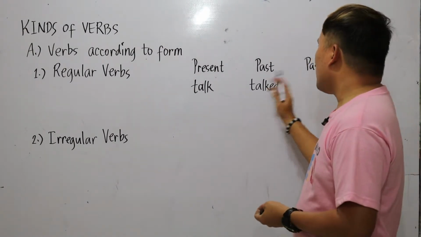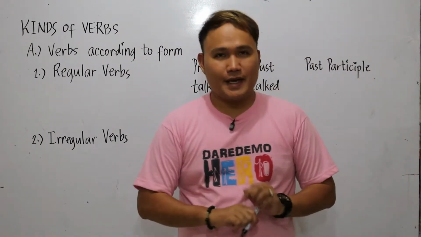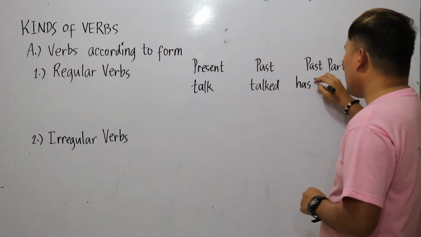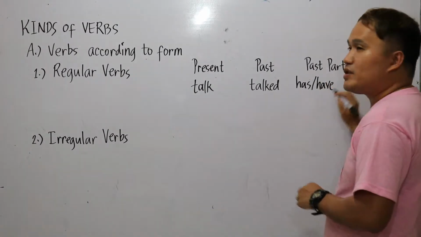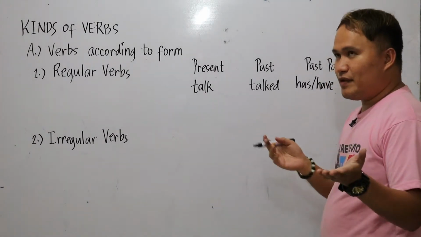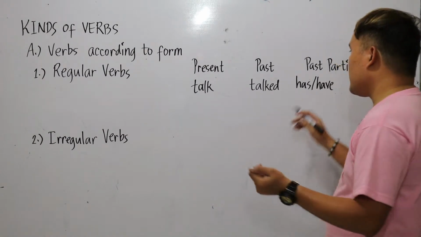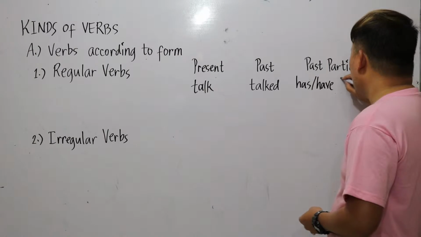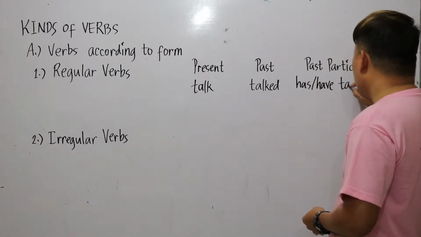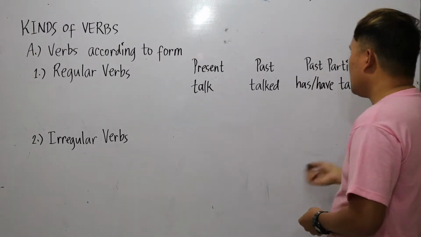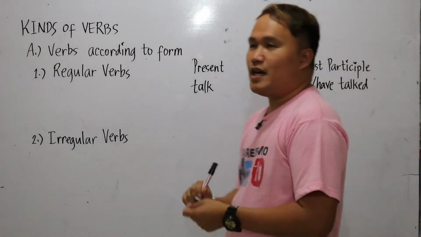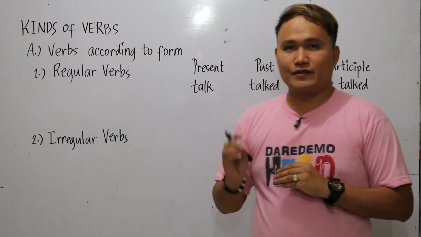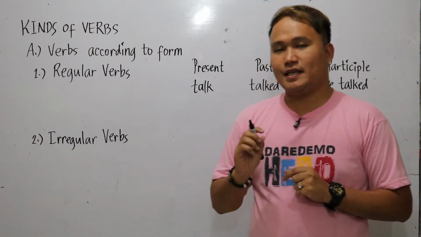Okay. For past participle, just the same. You just have to put auxiliary has or have, depending if the subject is singular or plural. So singular for has, plural subject for have, plus the participle form of the verb talk, which is talked. The same with the past tense. Okay? So that's what you call regular verbs. The spelling doesn't change. You just have to put D or ED in the end.